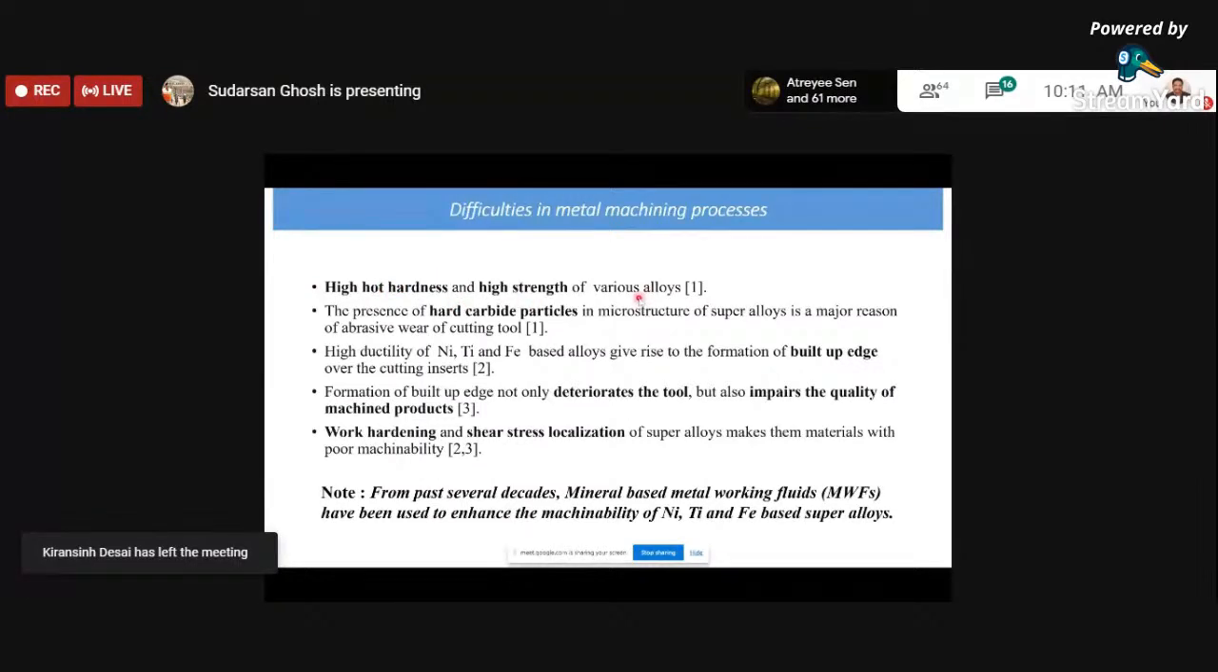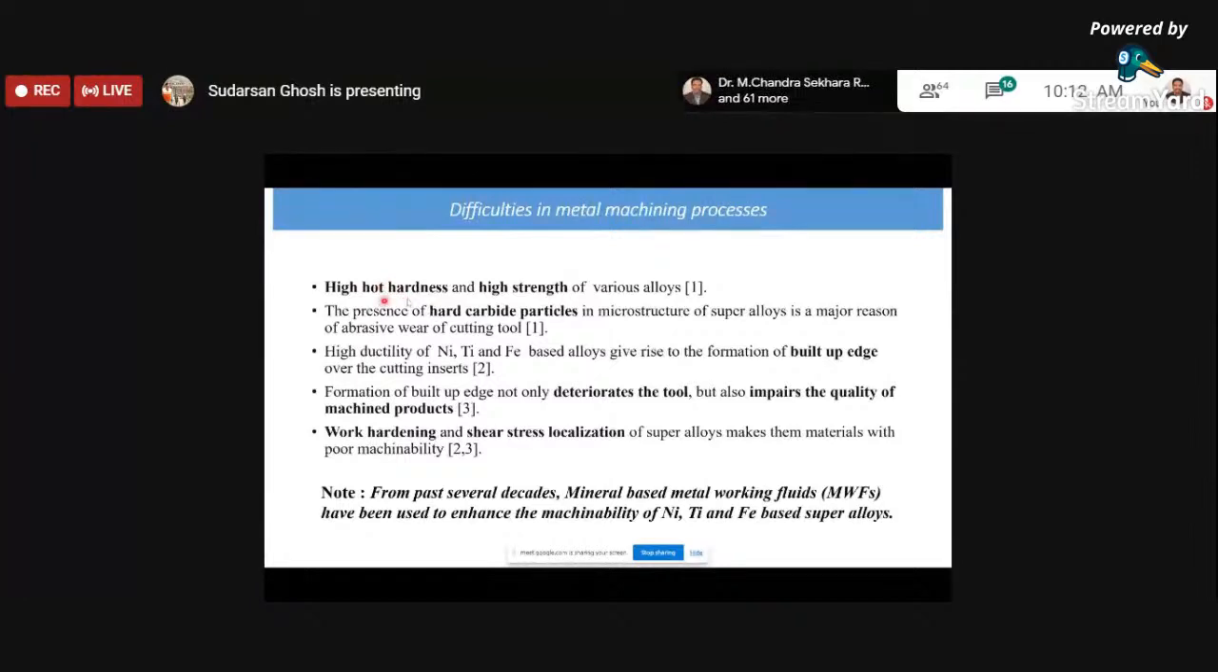That means these new types of alloys possess this property of hot hardness and high strength. What is this hot hardness? Hardness, we understand, is the resistance of a material to penetration. So if we try to penetrate into the material, the material will give some resistive force. That can be computed, and that is termed as the hardness of the material.